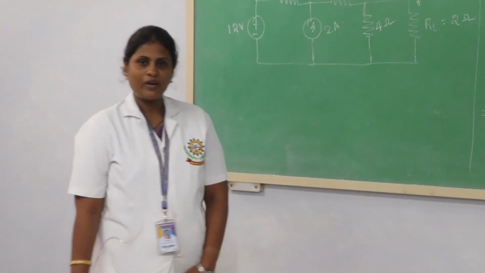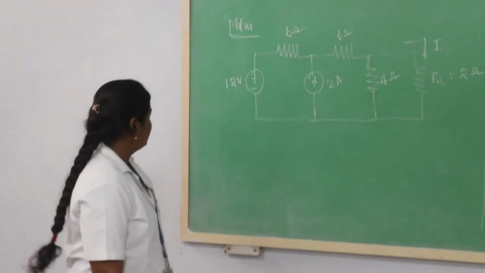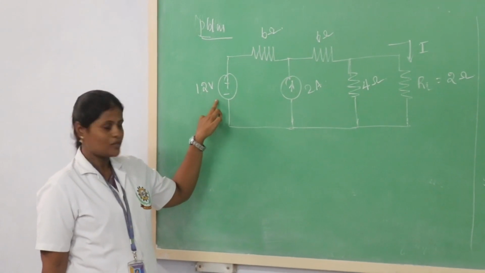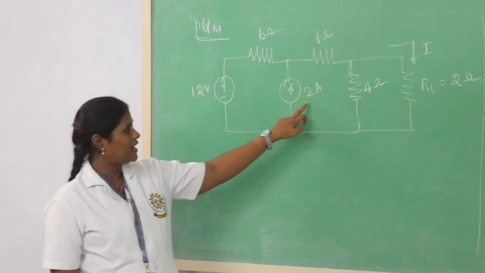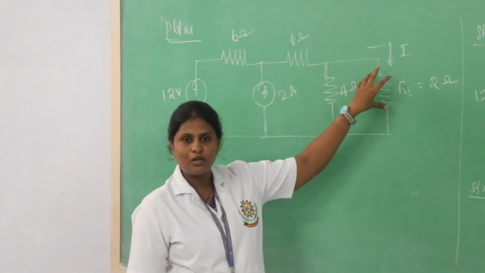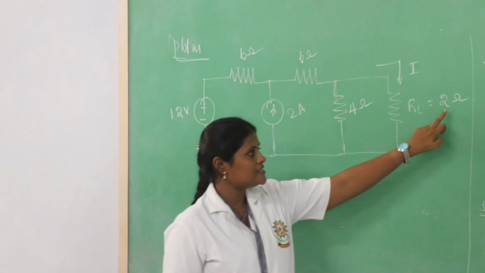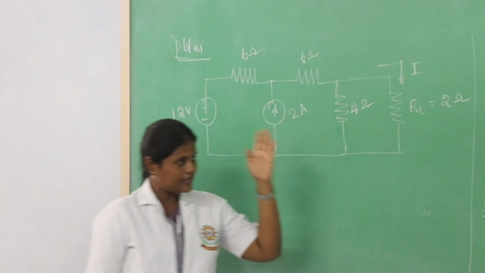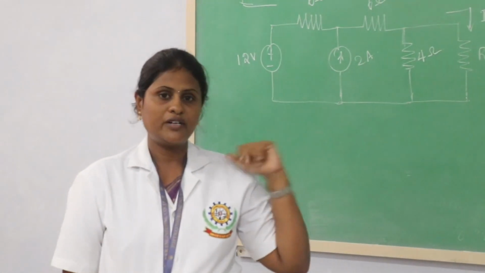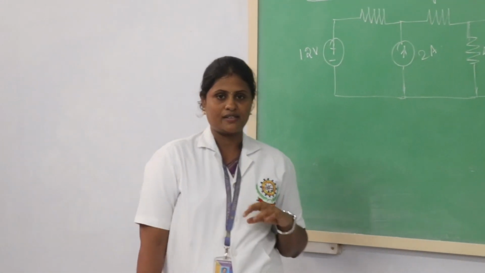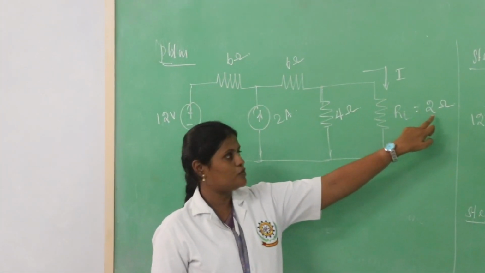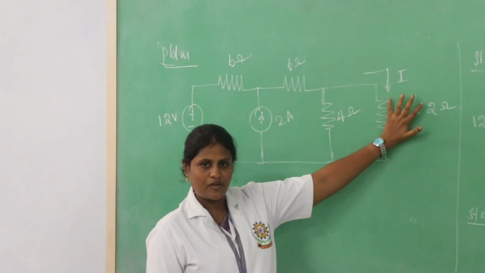Now we will see one example problem for Thevenin's theorem. This is the problem. The circuit has a voltage source of 12 volts and a current source of 2 amps. This is the load resistance, a variable load resistance, whose value is given as 2 ohm. We already saw the steps for solving a problem with Thevenin's theorem. The first step is to identify the load resistance value. In this circuit, the load resistance RL is equal to 2 ohm, which we have identified.